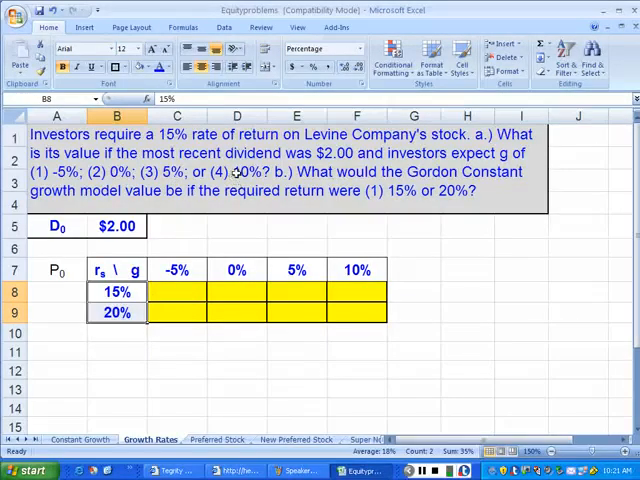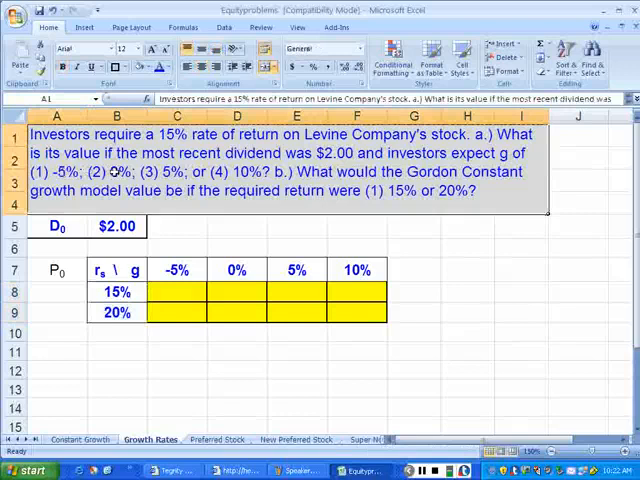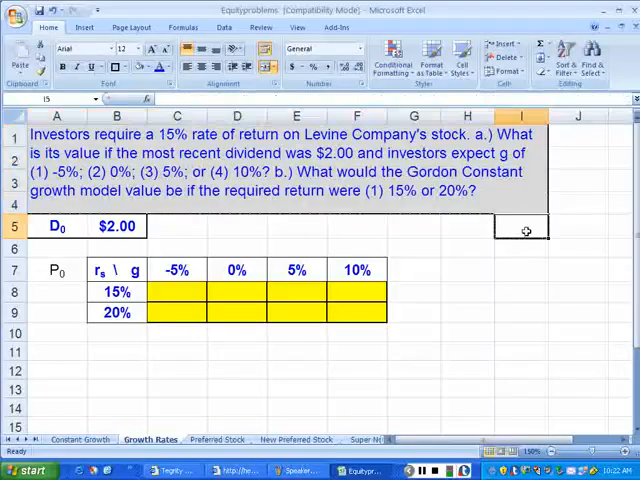Investors require a 15% rate of return on Levine Company stock, and the question asks the following: what is its value if the most recent dividend was $2 and investors expect G of -5%, 0, 5%, or 10%? And then secondly, how is this affected if the required return was 20%?